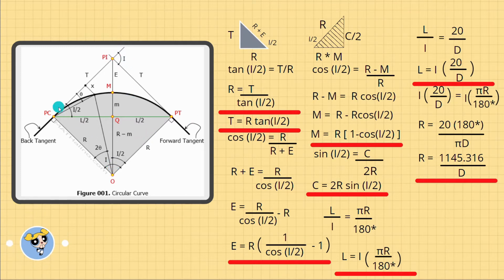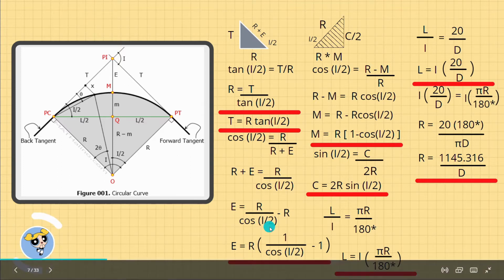Next is to get the external distance. Based on the right triangle, our hypotenuse would be the radius plus the external distance, while the radius alone would be the adjacent, meaning we will use the CAH. So cosine of I over 2 is equal to R over R plus E. So R plus E is equal to R over cosine of I over 2. Transposing R to the other side will give us E is equal to R over cosine of I over 2 minus R. Finalizing the formula, we get E is equal to R multiplied by 1 over cosine of I over 2 minus 1.